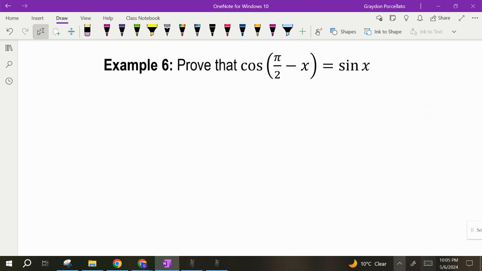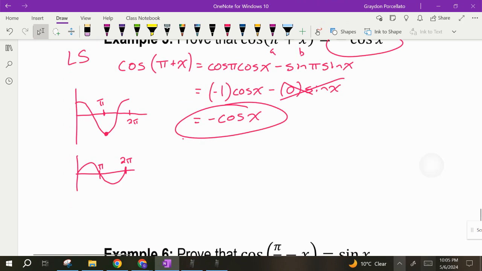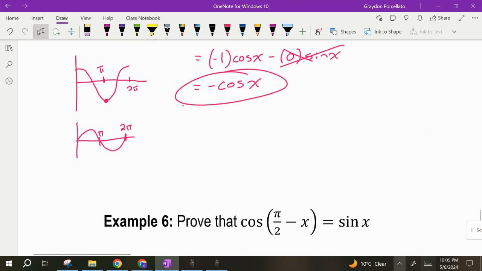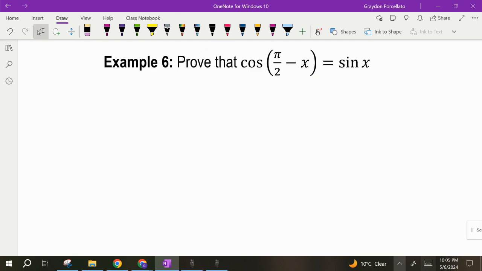We're going to do this last one here. This one says to prove that cos of pi over 2 minus x is equal to sine of x. Well, maybe you can already see where we're going to go with this based on our last one. That there is pi over 2. Notice that cos of pi over 2 is 0. All right, here we go. So we're going to go cos of pi over 2 minus x.